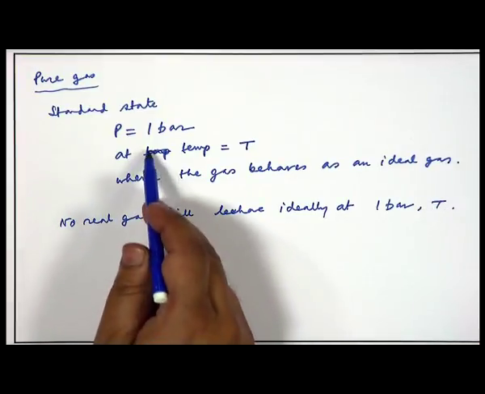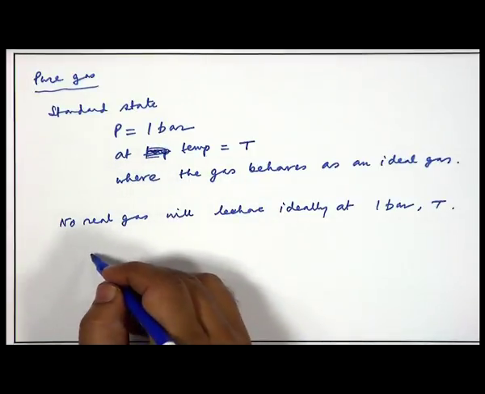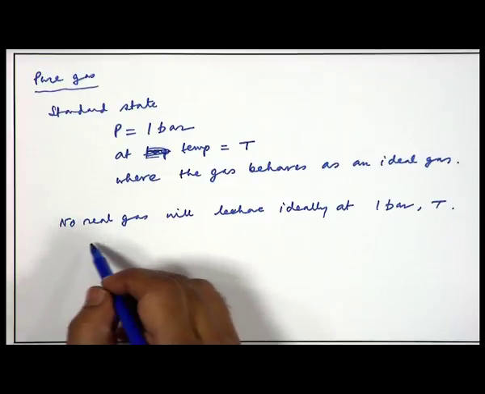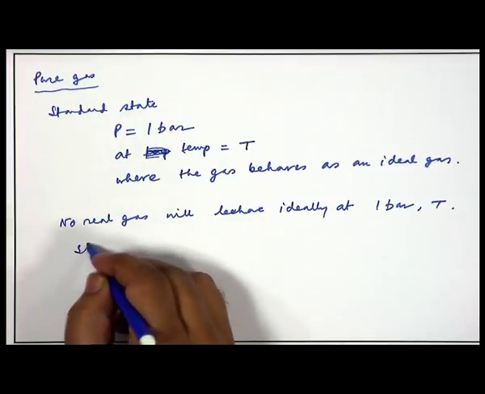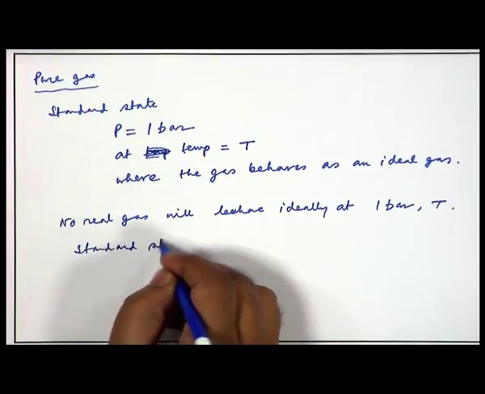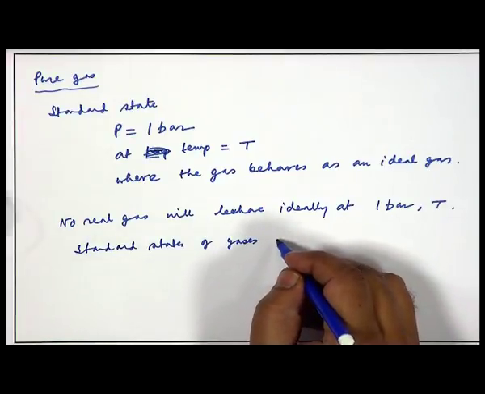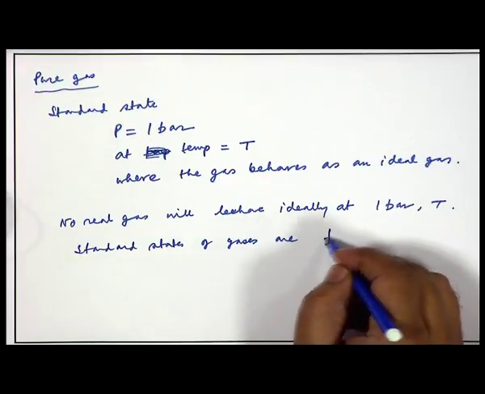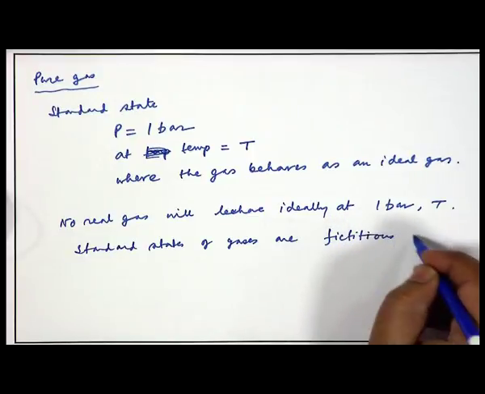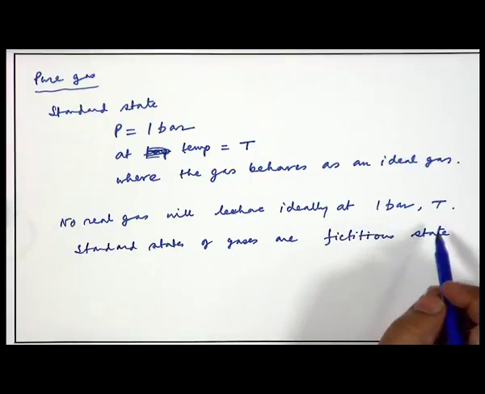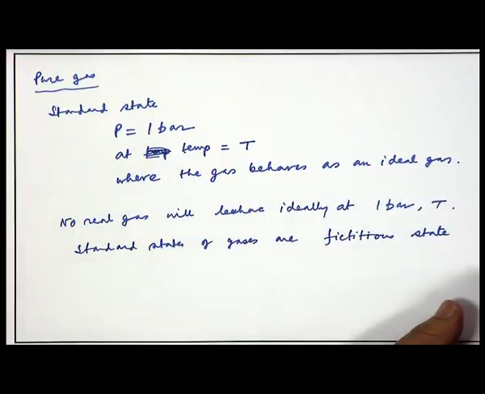Hence, for a pure gas, this is something which is imaginary or fictitious. So, since no real gas will behave ideally at 1 bar pressure, we can write that the standard states of pure gases are fictitious states, which is not a real state, because really we cannot get a condition where the gas behaves as an ideal gas at 1 bar pressure.